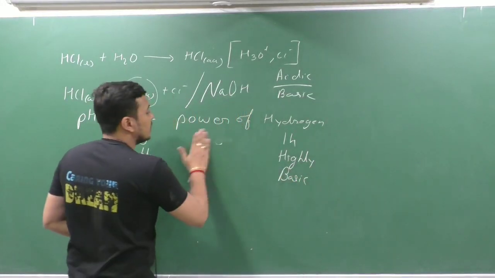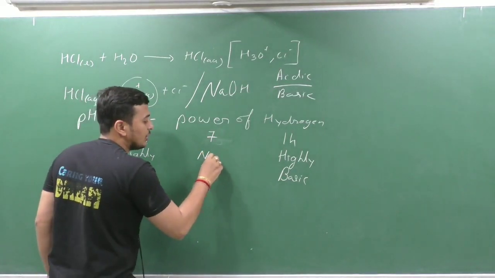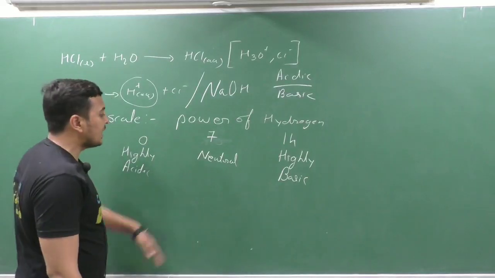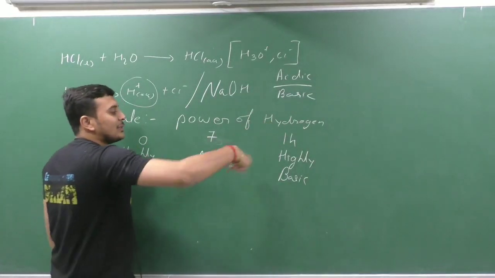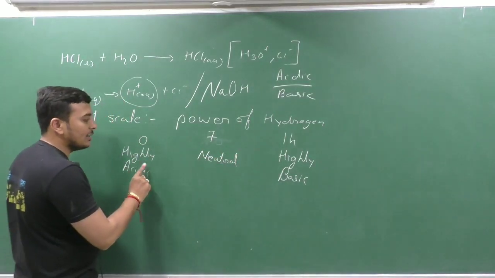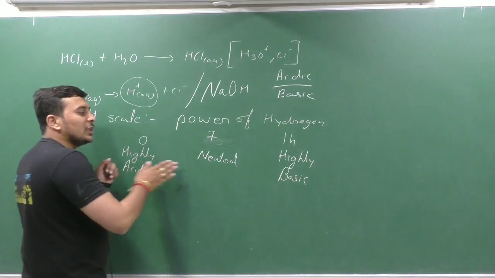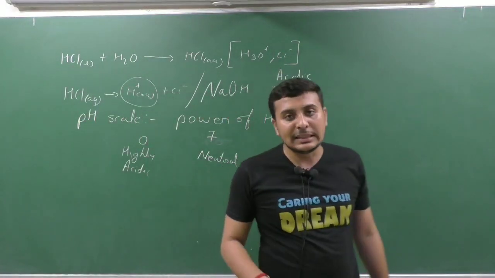If it shows exactly 7, then it is a neutral solution. So now we can say that as the scale shows a higher number, the solution gets converted from acid to neutral and neutral to basic. So as we move from 0 to a higher number, the basicity of the solution increases.